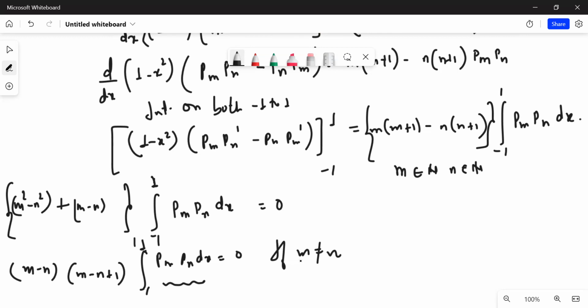So if m is not equal to n, then one can instantly see that, because certainly m belongs to natural numbers, n belongs to natural numbers, this will remain a non-zero term. And if both of them are not equal, then obviously this term will be non-zero. It implies the integral from minus 1 to 1 of P_m P_n x dx would be equal to what? 0.